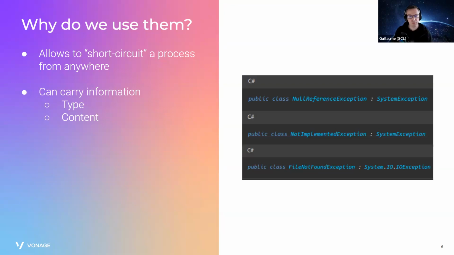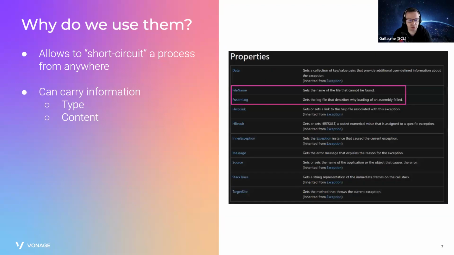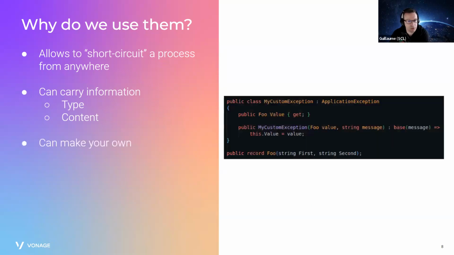So for example, the type. If I tell you null reference exception, you know what happened. It's the $1 billion mistake. If I say not implemented exception, you know what happened as well. So the type itself is already telling you what happened and probably why. And they can also carry content. They will carry everything from the mother exception class, and they can also carry specific content. What you see on the right is the content of the file not found exception. So you also have, for example, file name and fusion log that are very specific to this particular context. So that's pretty handy. Of course, you can make your own and customize it the way you want. So you can carry literally anything inside.